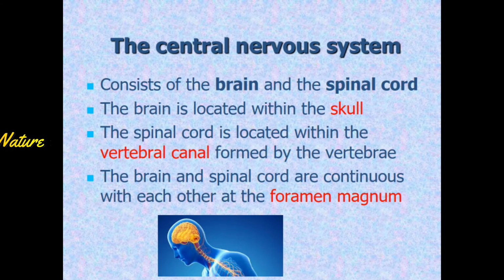First, we will see the central nervous system. It consists of the brain and the spinal cord. As we all know, the brain is located within the skull. The spinal cord is located within the vertebral canal, which is formed by the series of vertebrae. The brain and the spinal cord are continuous with each other at the foramen magnum. So you can see it in the image below.